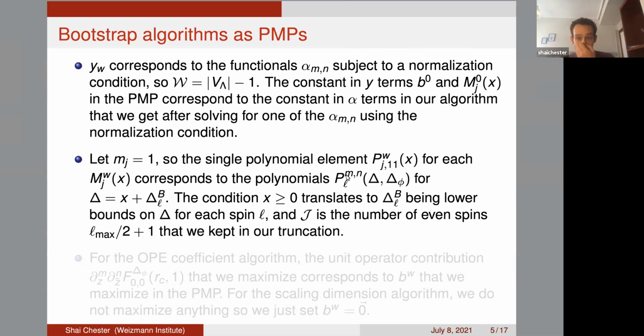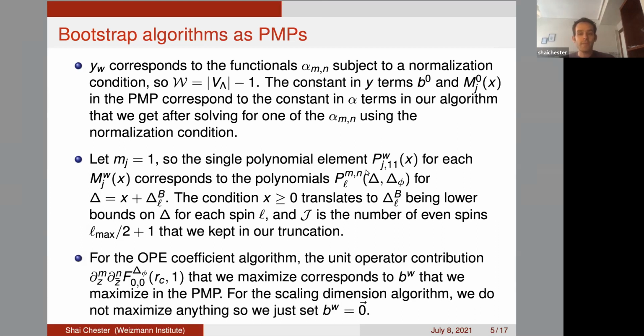And then similarly, this label little j, which went from 1 to J, just corresponds to the spins of the polynomial. So that is another entry in the dictionary. Finally, for the OPE coefficient algorithm, the unit operator contribution that we maximize corresponds to the quantity b in the polynomial matrix program that we are also maximizing. And similarly for the scaling dimension algorithm, in which case we're not really maximizing anything, we would just set this vector b to be 0.